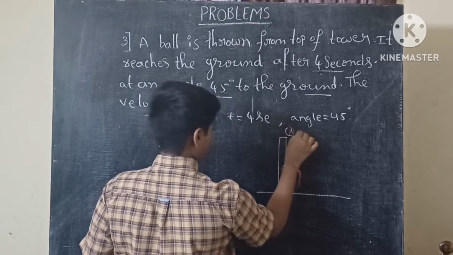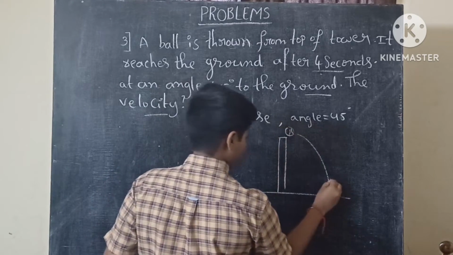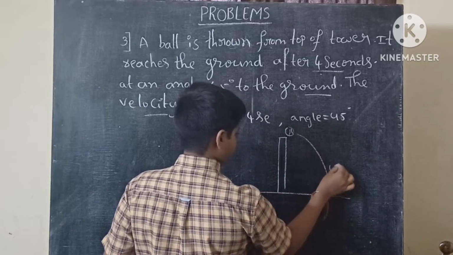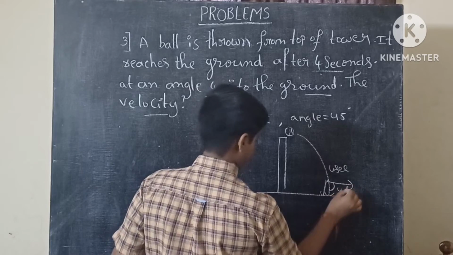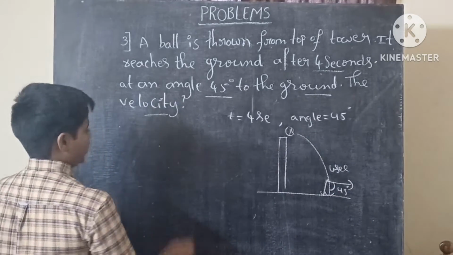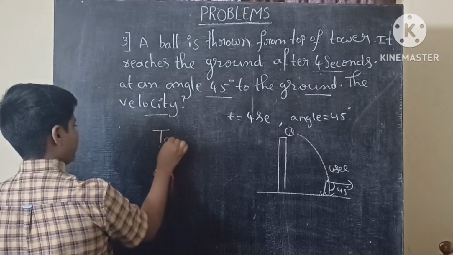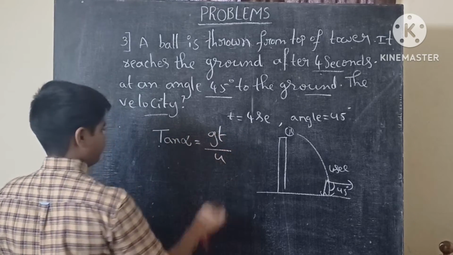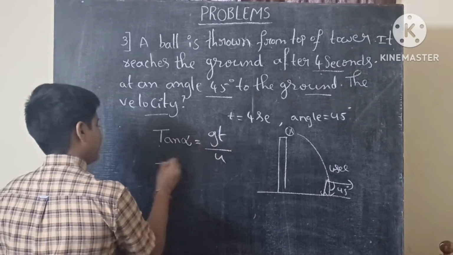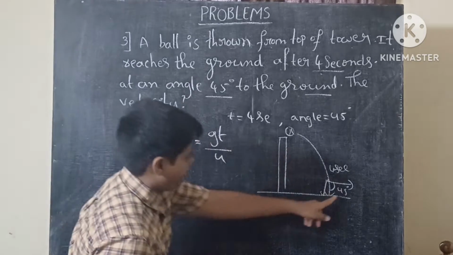this is the ball. I am taking this as the 4 seconds and this as the angle 45 degrees. Okay, so if I use the formula tan alpha equals gt by u. Here alpha they gave as 45 degrees.